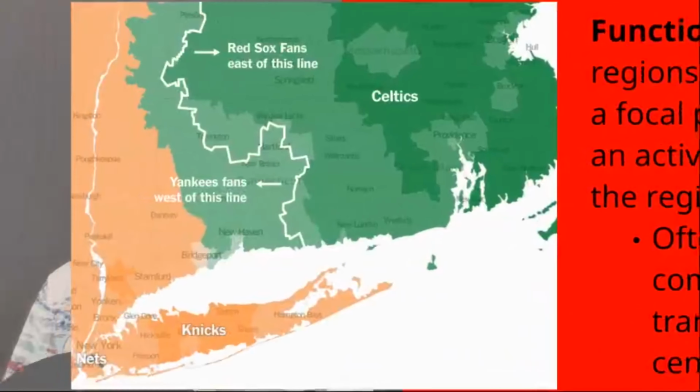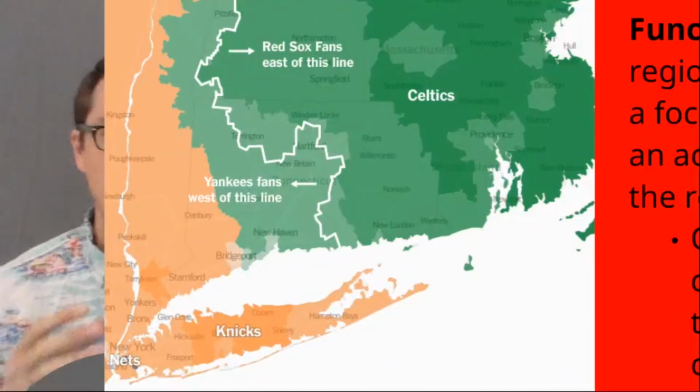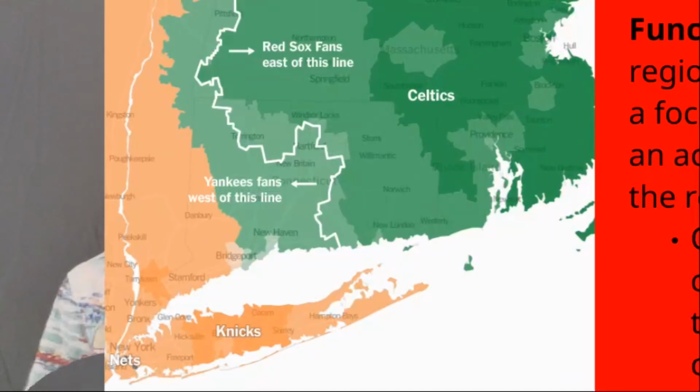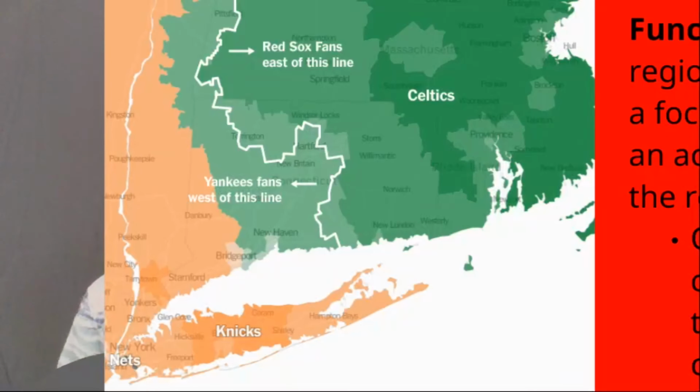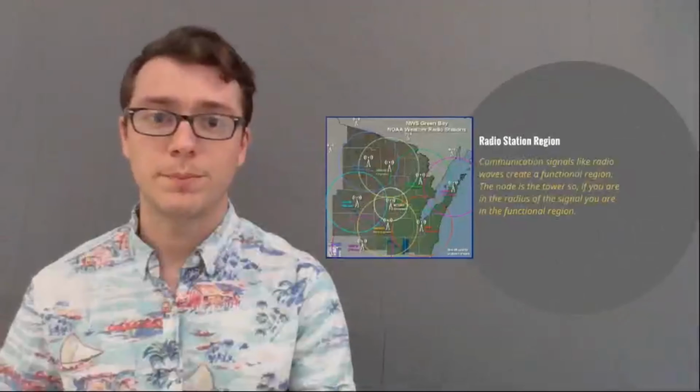In the map right here, we can see a functional region of sports fans across New York and Massachusetts. You can see there's a line where you have the Knicks extend out and you have Knicks fandom versus Celtics fans. And interestingly, the Celtics and Knicks line is different than the Red Sox and Yankee line. The Yankees extend further than the Knicks, even though both teams play in New York. This would be an example of a functional region, where the fan bases are, because the function is the activity of rooting for a sports team.